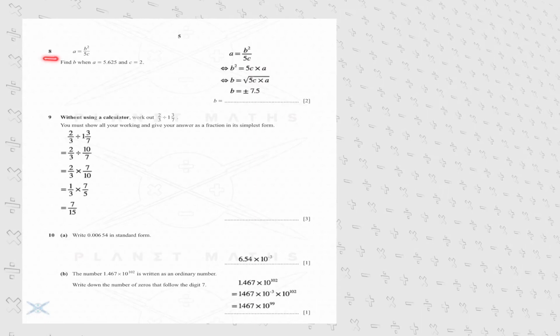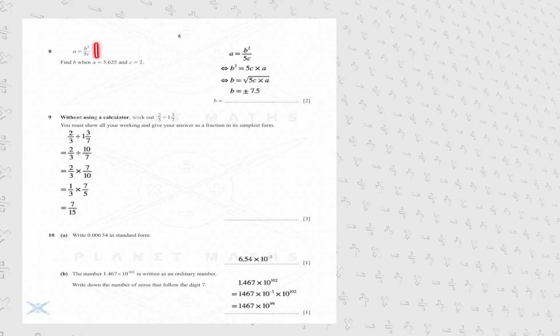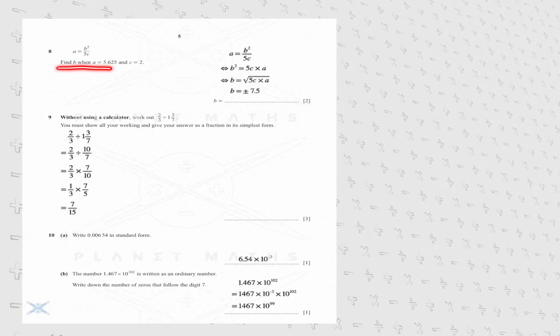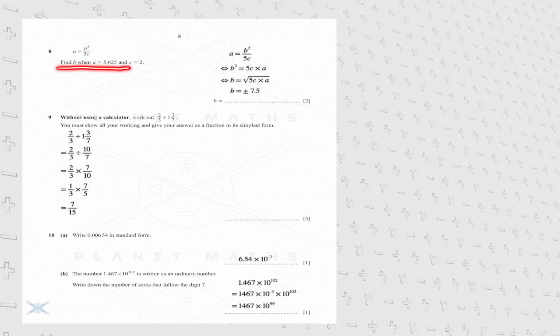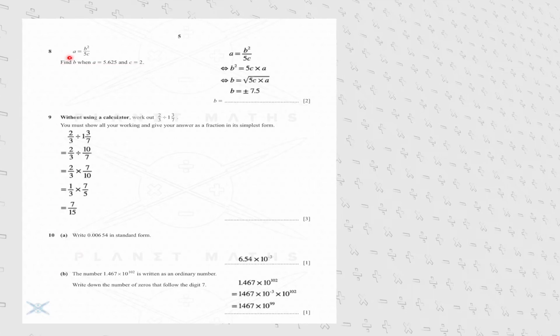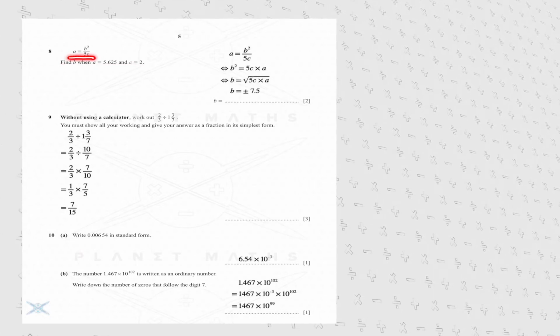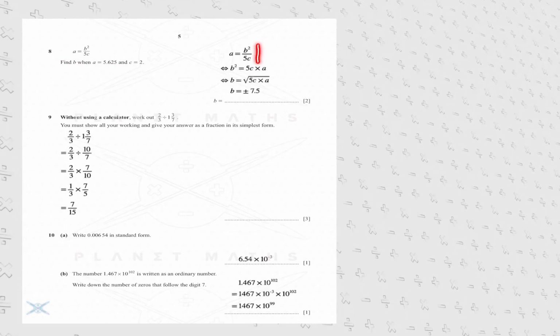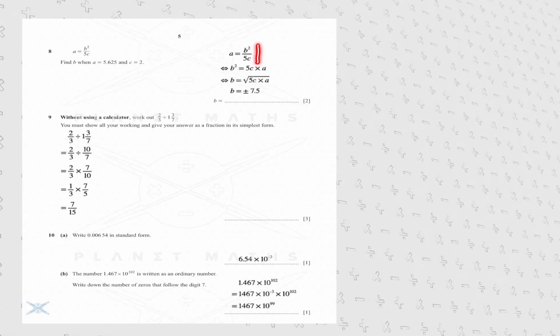Next on to exercise 8, where we can find the equation that a equals b squared over 5c. And we are supposed to find b when a equals 5.625 and c equals 2. So in step 1, we will work with this equation and rearrange it for b, since this is what we have to find. And this is done by firstly multiplying both sides of the equation with the denominator 5c.